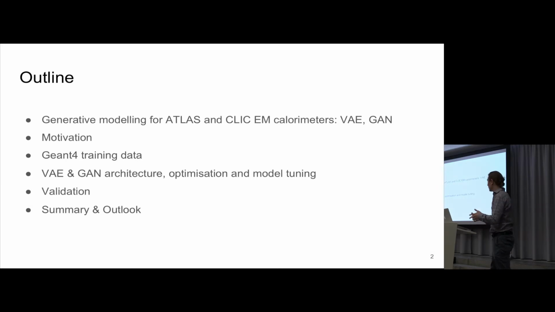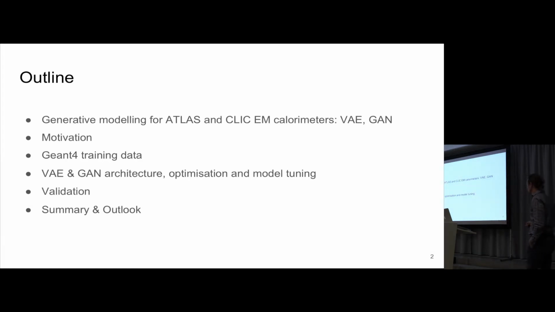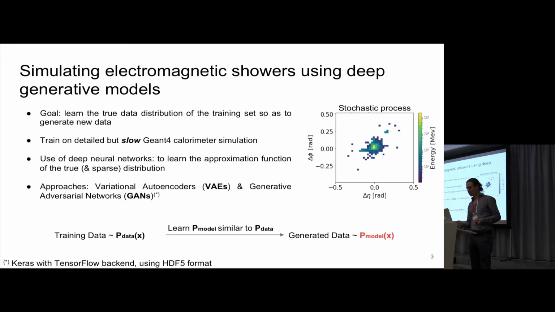So, outline. I start with these two EM calorimeters using a VAE and a GAN. I'll be very brief on the motivation, talk about the training data, the architecture optimization, model tuning, finally the validation and summary and outlook.